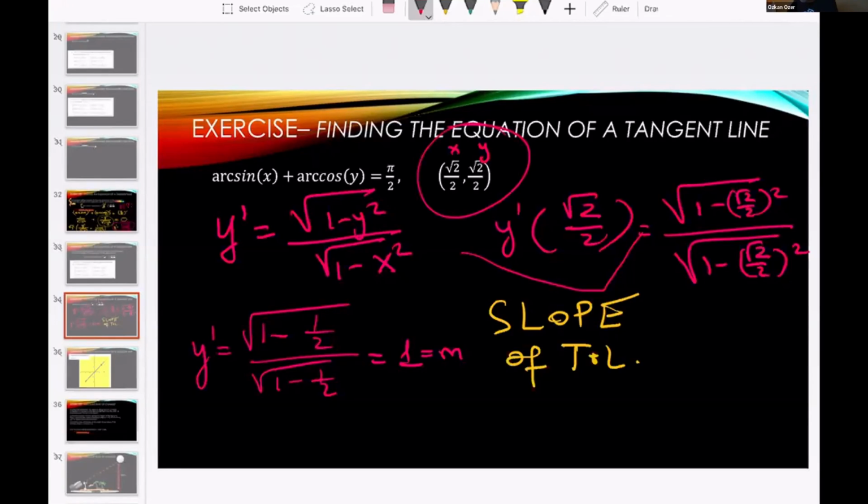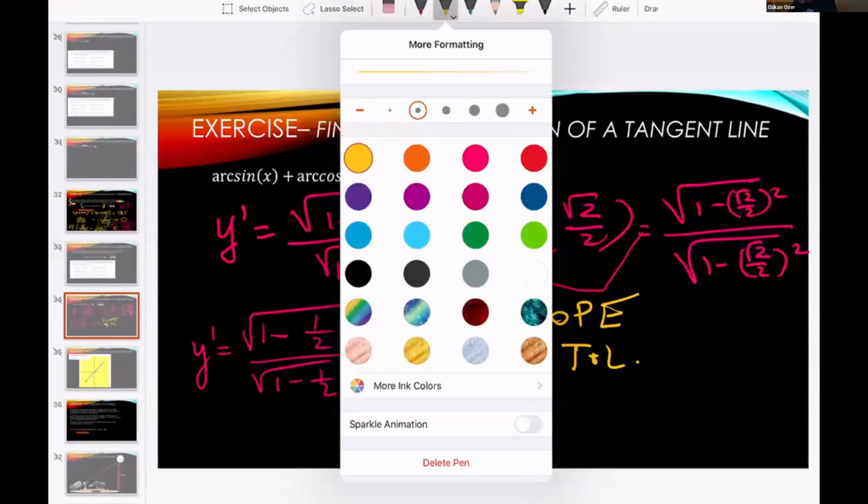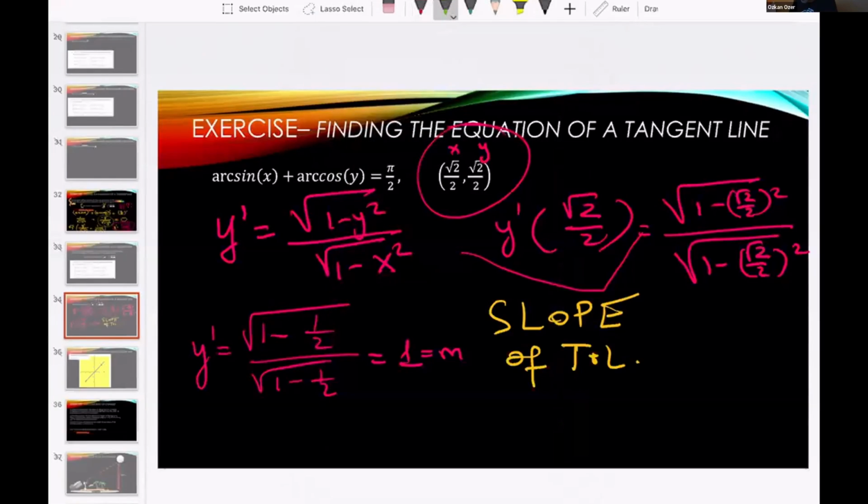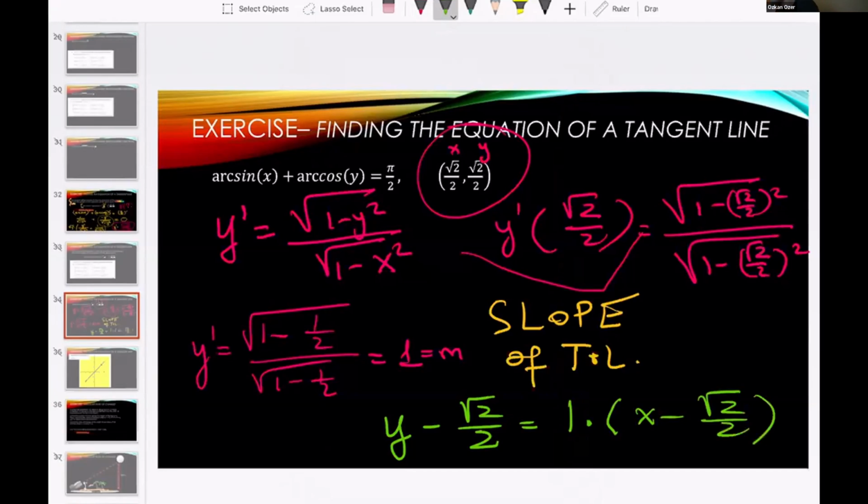So here we go. Let me use a different color here. So y minus the y coordinate of the point equals slope, which is 1, times x minus x coordinate of the point. Okay. So that ends the question.